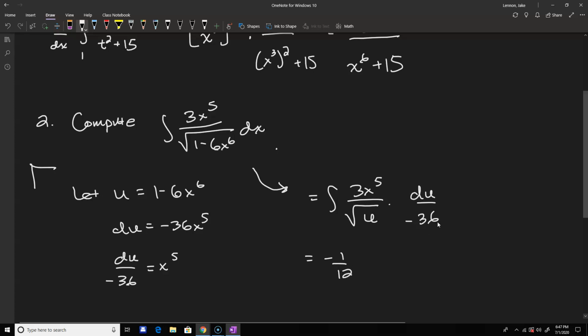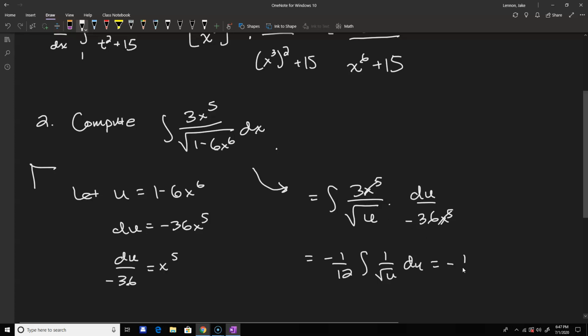Sorry, I forgot the x to the 5th. So the x to the 5ths will cancel. Those will go away. And we'll have the integral of 1 over the square root of u du. So that will be basically 1 over the square root of u is u to the negative 1/2. So if you add 1 to the power, it will be u to the 1/2. And then you'll be dividing by 1/2, which will be multiplying by 2.